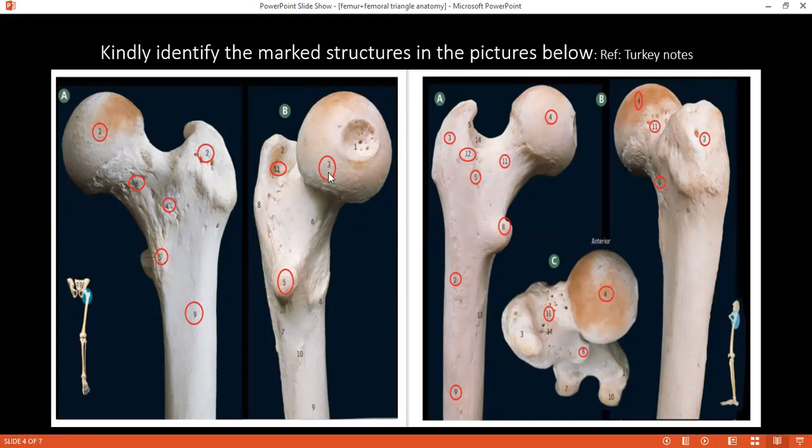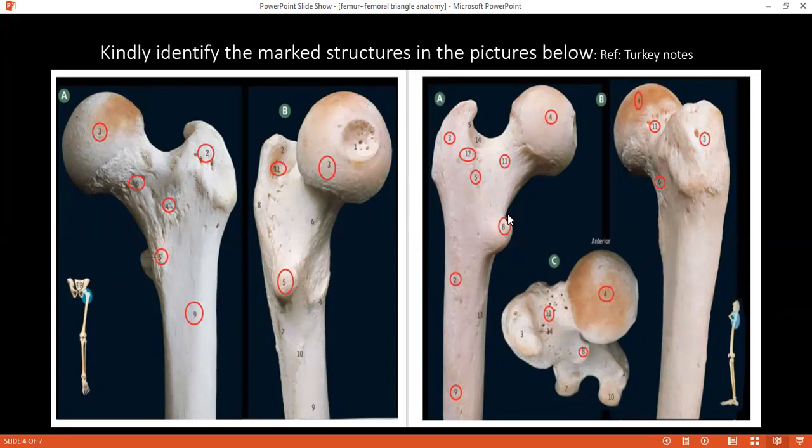Moving on to picture B. What is 3? Head of femur. What is 1? Fovea of the femur. 11 is the intertrochanteric fossa. 5, lesser tuberosity. What attaches here? It will be the psoas muscle, iliopsoas muscle.